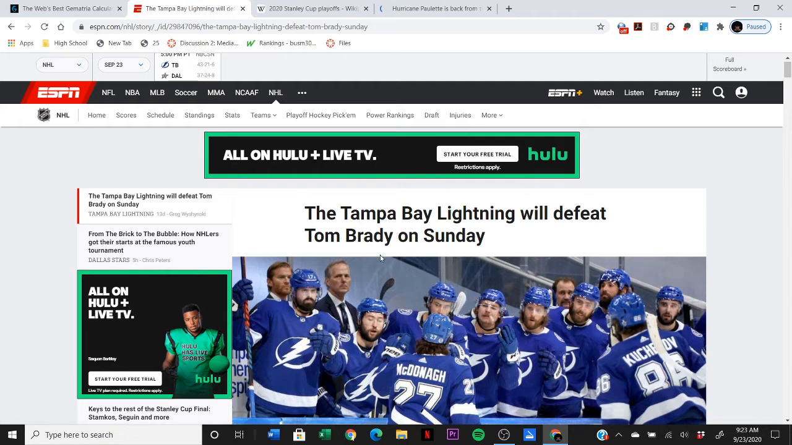And people don't even consider it. People will see it happen and won't even say it. Those is, what a coincidence. People look at stuff just like this and just say, what a coincidence it is that you get an article on ESPN the day that it happens saying that the Lightning are going to win and that Tom Brady's going to lose, basically is what this is saying, that the Tampa Bay Lightning will defeat Tom Brady on Sunday. If Tampa Bay wins, that means that Tom Brady loses, and that's exactly what happened.